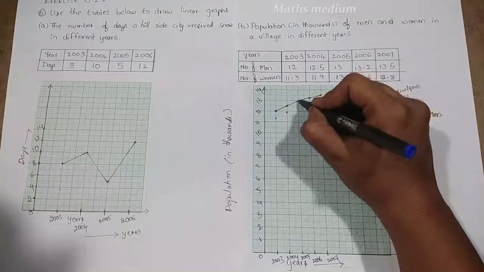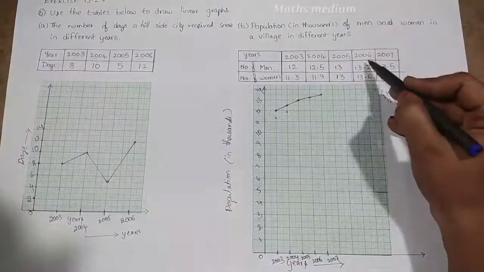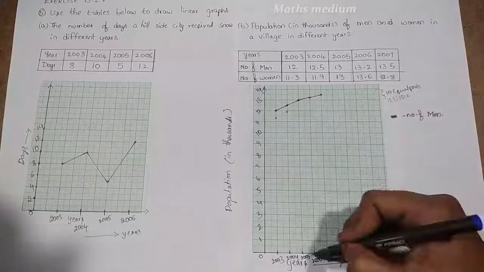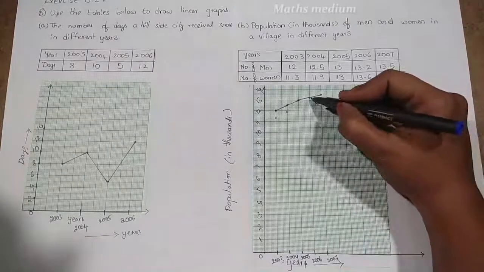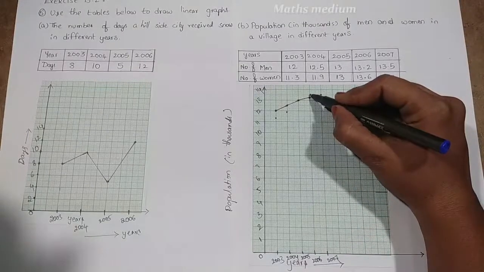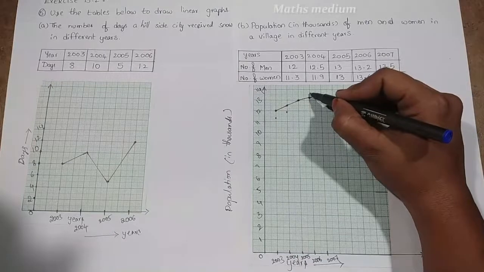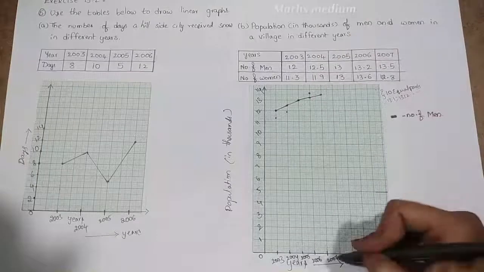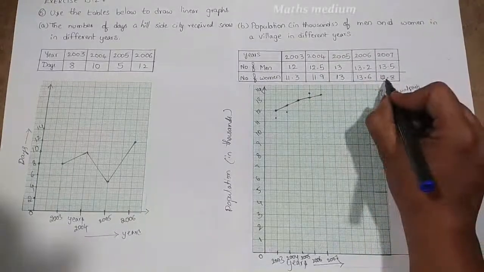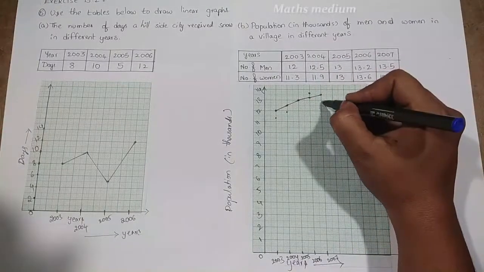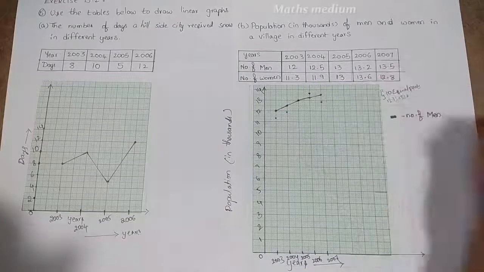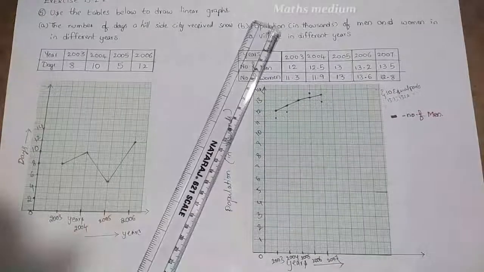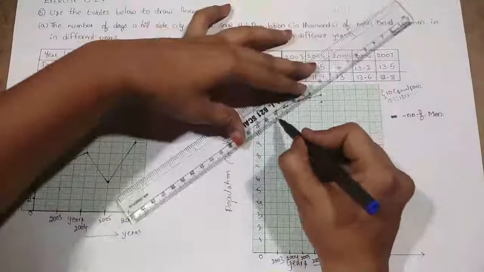So it is equal at this point. 2006, we got 13.6. This is 13.5 and this is 13.6. After that 2007 we got 12.8. It also decreases like this. Now connect the points, blue dots.